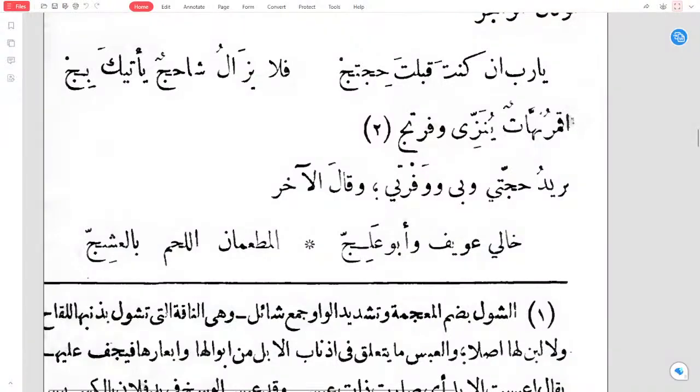Bismillah. Back. So now وقال الآخر, the other poet said, خالي عويف وأبو علج. My khal, my uncles, meaning my mother's brothers, are Uwaif and Abu Alij. خالي عويف وأبو علج المطعمان اللحم بالعشج. They are Uwaif and Abu Ali. So these are my two uncles.